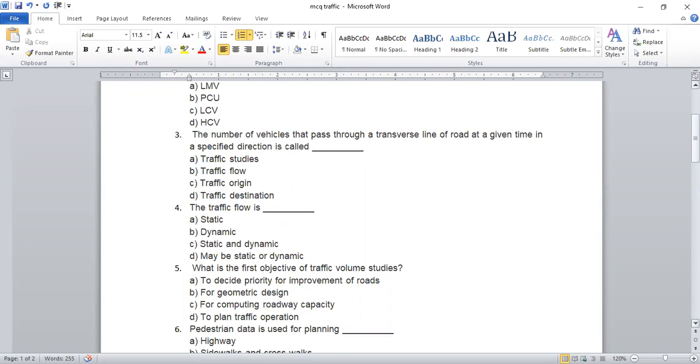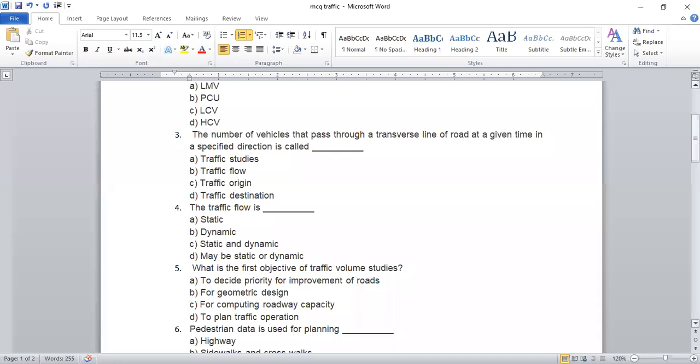Option two is traffic flow. Option three is traffic origin. And the last one is traffic destination. Which answer will come here? It indicates traffic flow, the number of vehicles passing a transverse line of the road. So the answer is option B, traffic flow, for the third question.